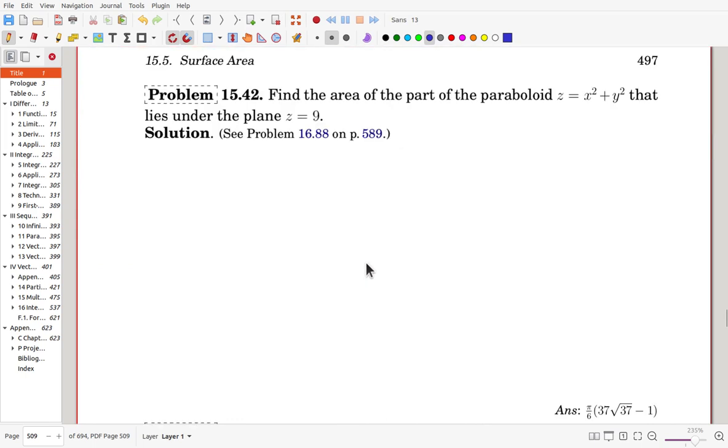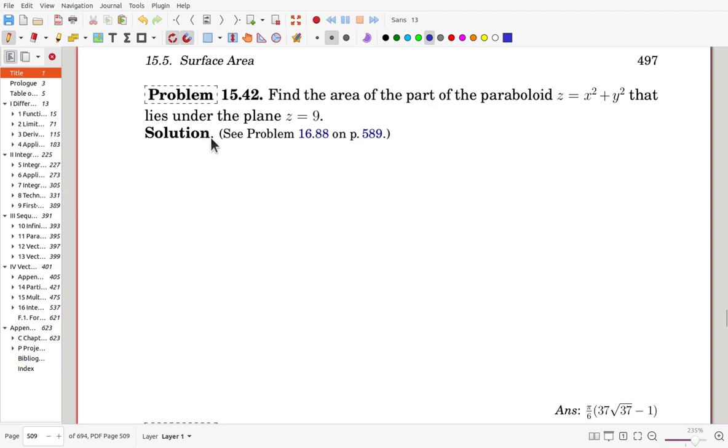Okay, let's try to solve the problem. Find the area of the part of the paraboloid z equals x squared plus y squared that lies under the plane z equals 9.